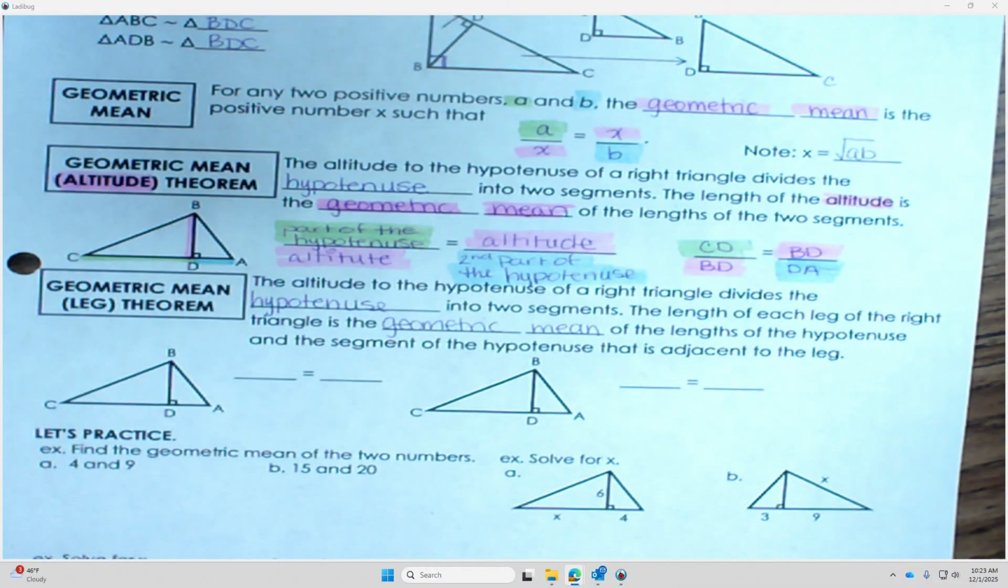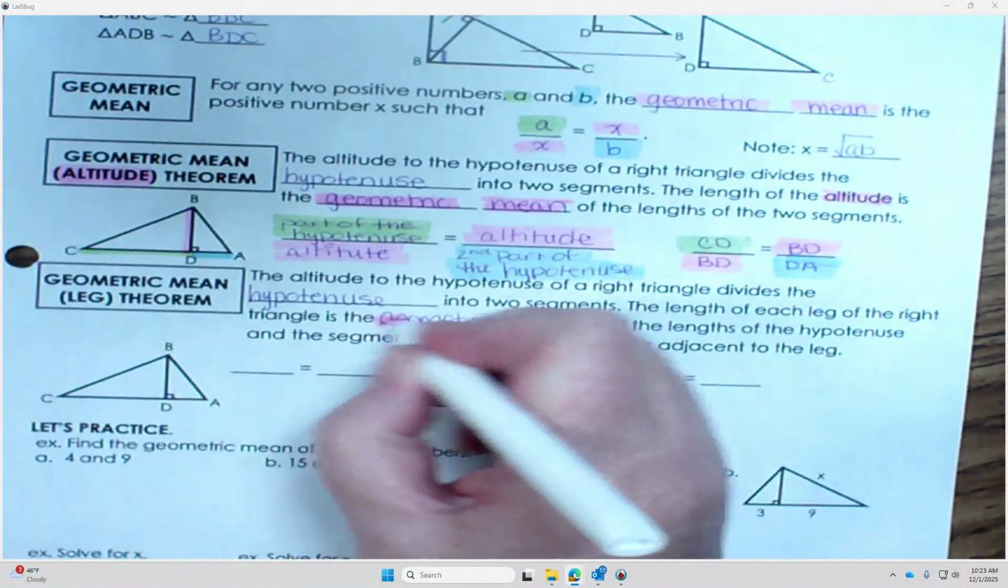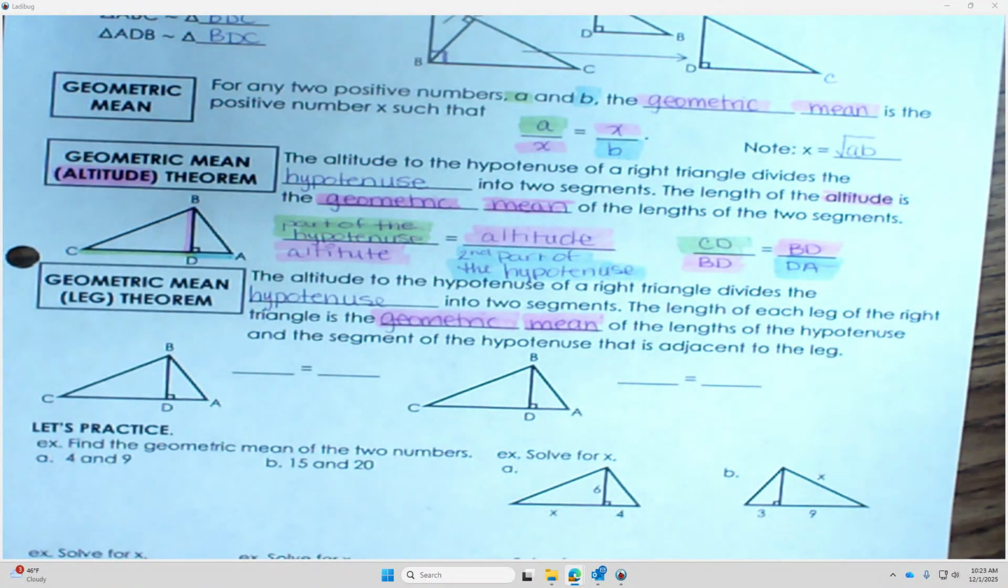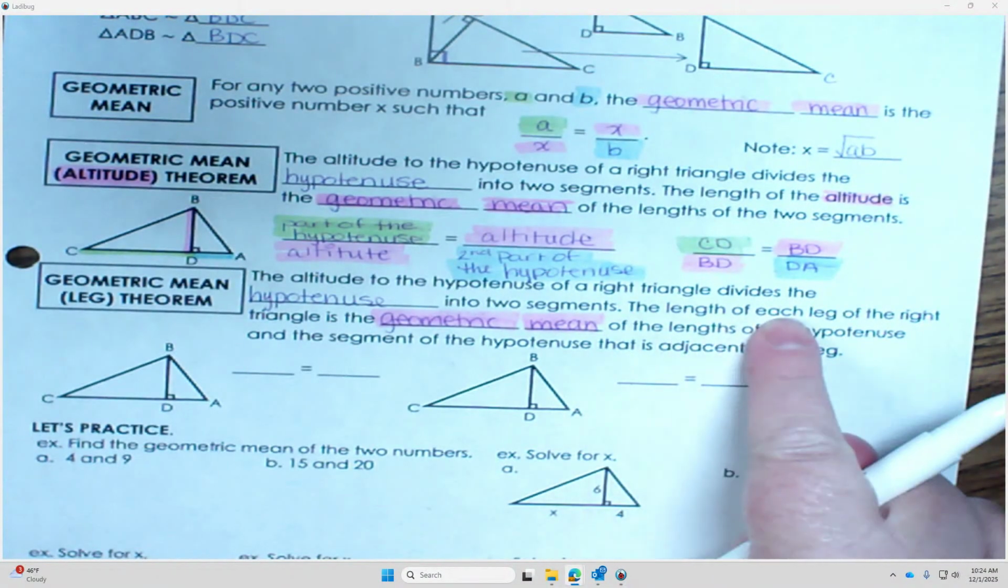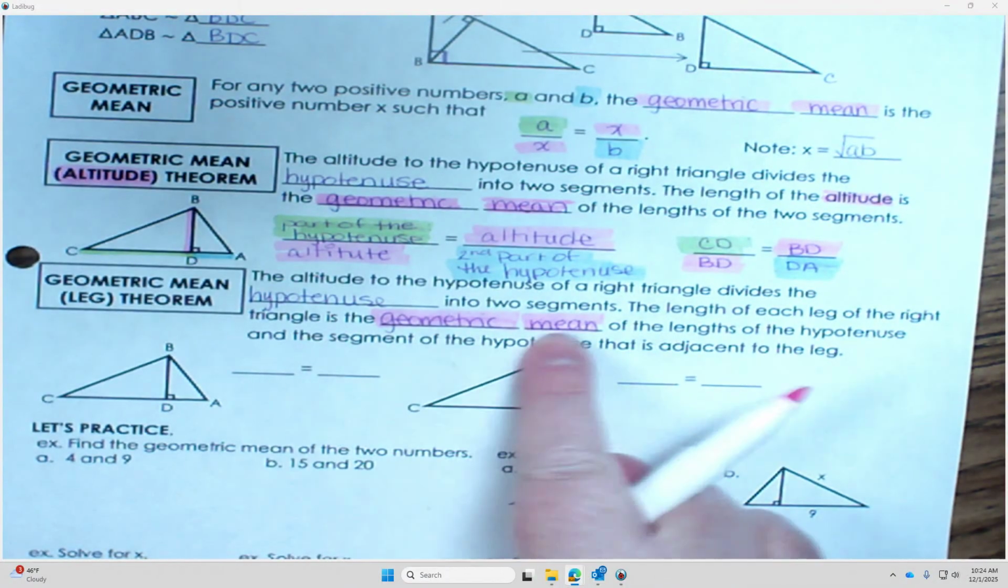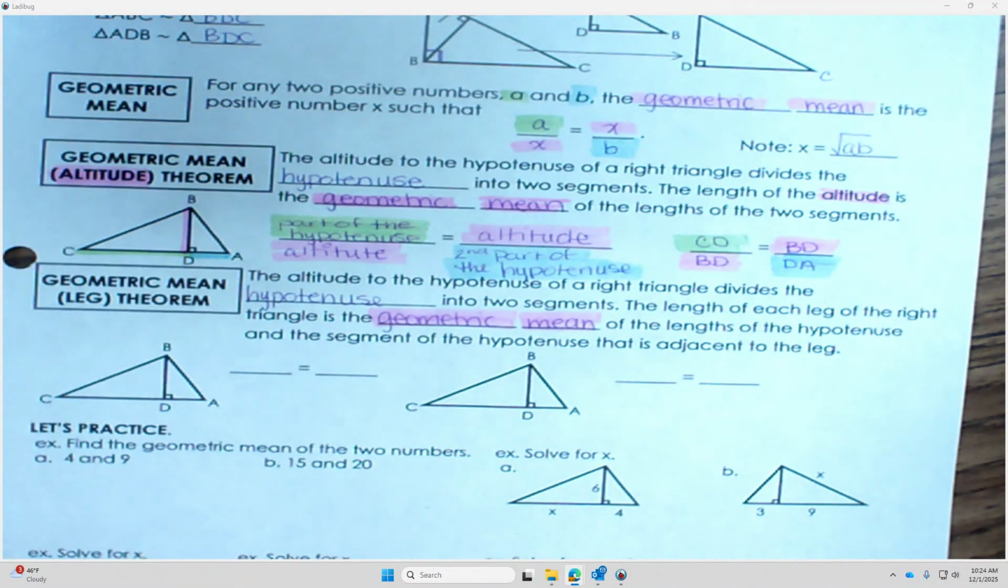So there's a couple things we're going to break down with our color coding. First off, let's keep the geometric mean pink again, so that it matches up with our other examples. And let's break this down. It says the length of each leg of the right triangle is the geometric mean. So the leg is going to be the geometric mean.